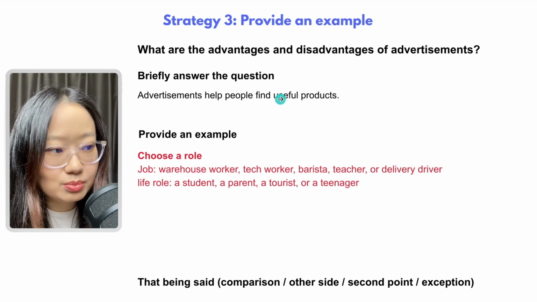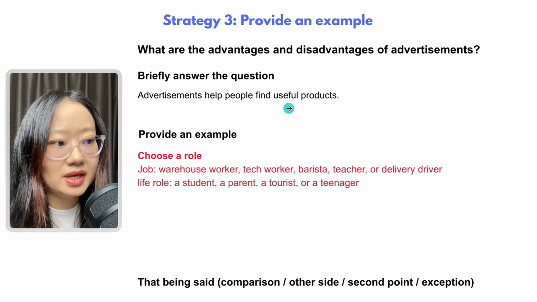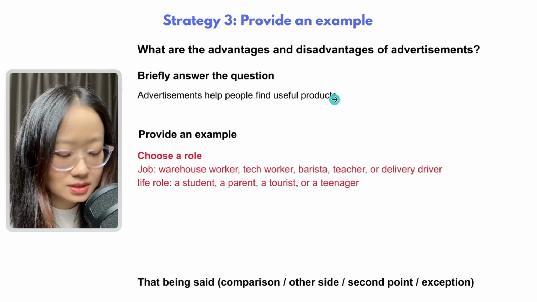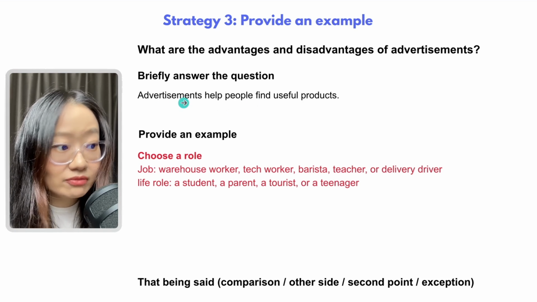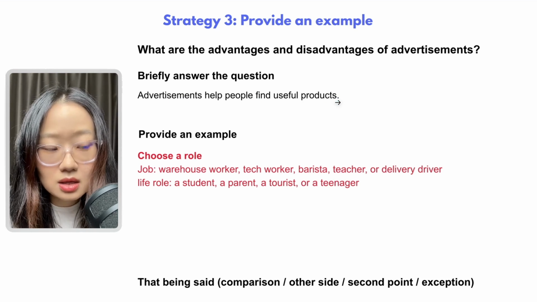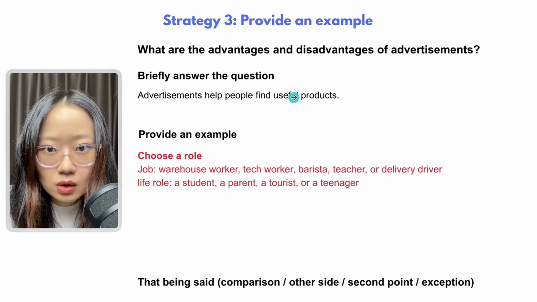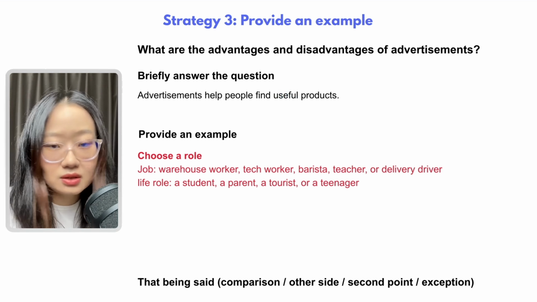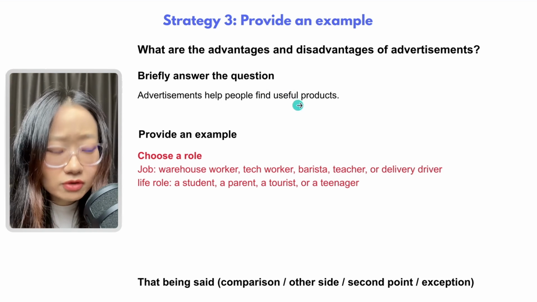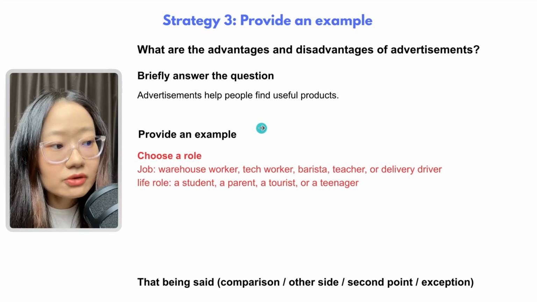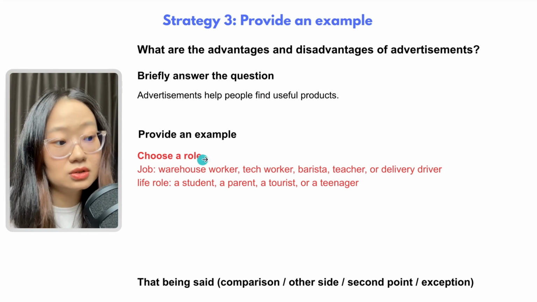And then we probably would continue by explaining how advertisements help people find useful products. The problem is that advertisements and the products are very difficult to expand on. This is a very difficult angle. As I said in strategy 2, don't focus on the thing in the question. So here, we don't focus on advertisements. Focus more on people. And we can focus on people by choosing a role.